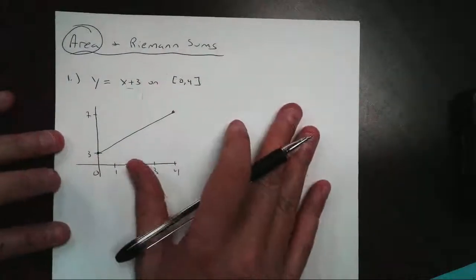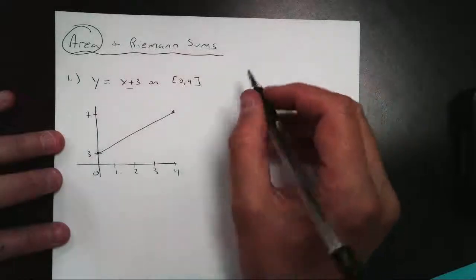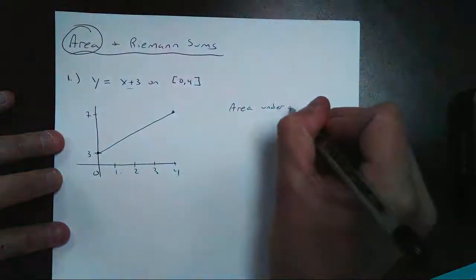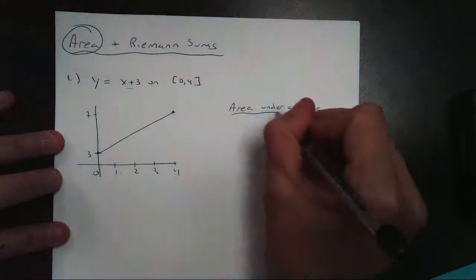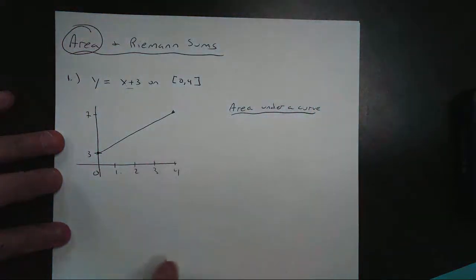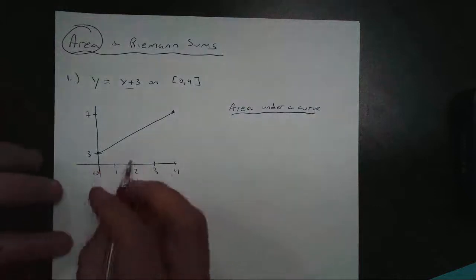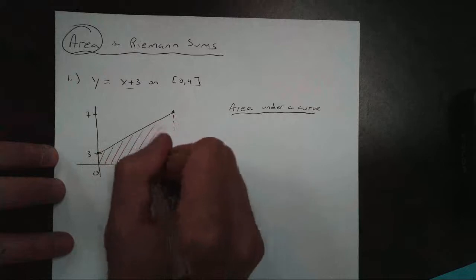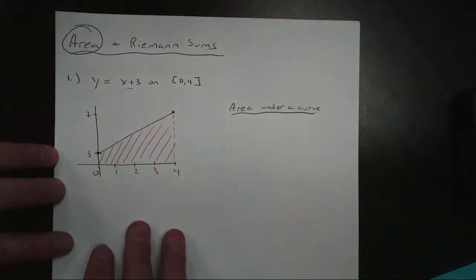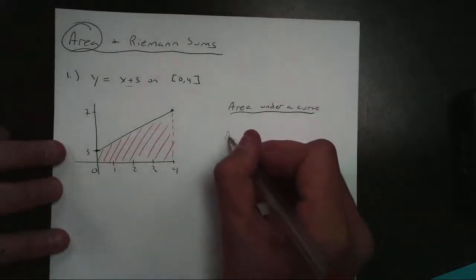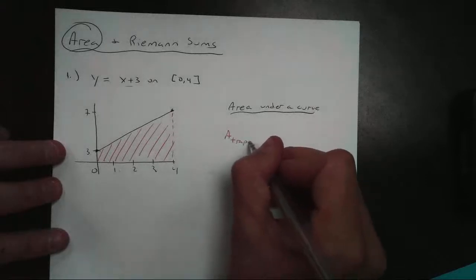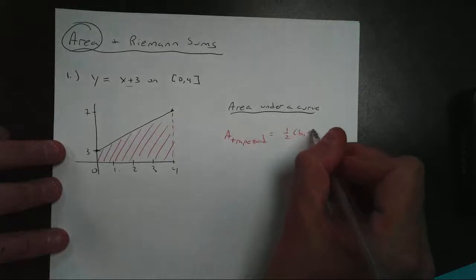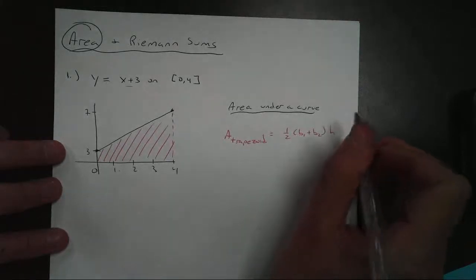And the whole idea of what we're going to be doing here with integral calculus is to be able to find the area under a curve. Now in this situation, it is very easy to do, because if I drop a little perpendicular here and shade in this area, we should recognize it's a trapezoid. And I can find the area of a trapezoid very easily.